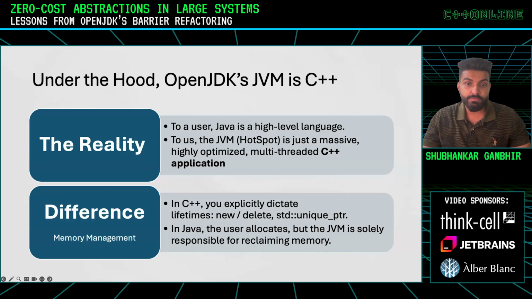But the single biggest fundamental difference between writing C++ and writing Java is memory management. In C++, we explicitly dictate object lifetimes. We use new, delete, or standard unique pointer. In Java, the user allocates memory, but a C++ engine is solely responsible for finding and reclaiming that memory when it is no longer needed.